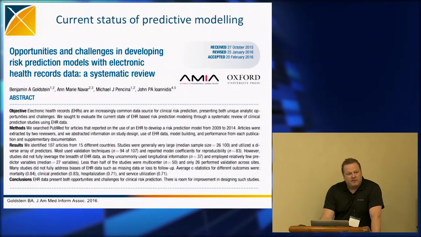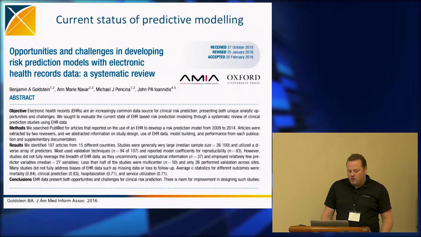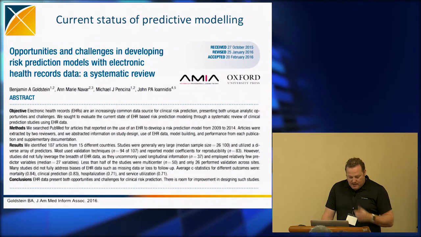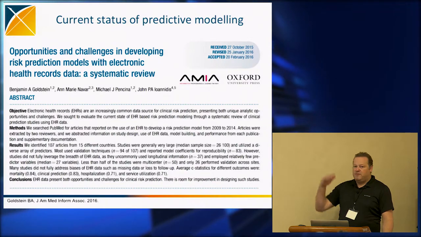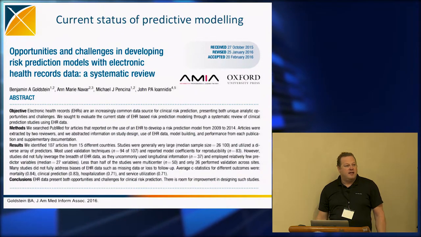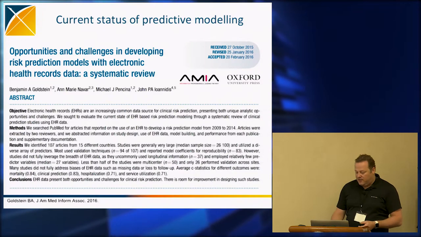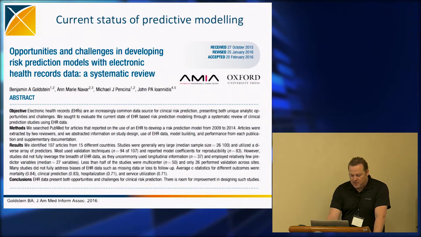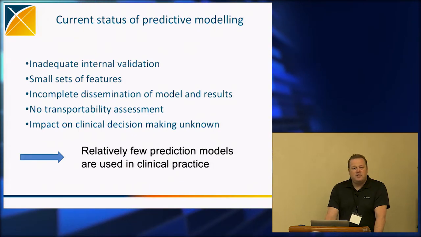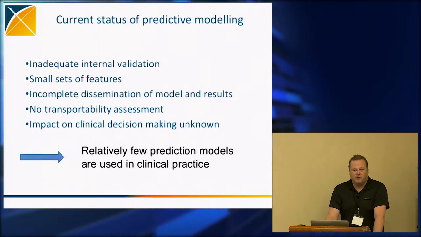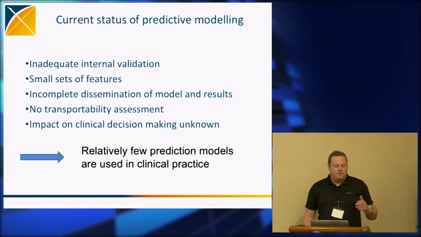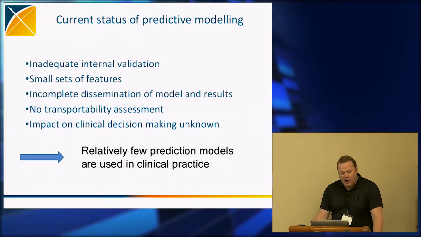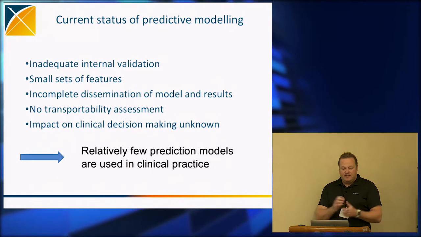A nice paper, and I think it was also in your handout or in your homework as optional reading, is the paper from Goldstein, where they looked at the literature and at all the different types of prediction models that are out there, and they tried to assess the quality of them. Some nice insights from this paper: what we often see is that these models are not validated well enough. There's no internal validation. They just build a model and present the model. They don't test it internally. I will show a little bit later how you can do that by defining a train and a test set.